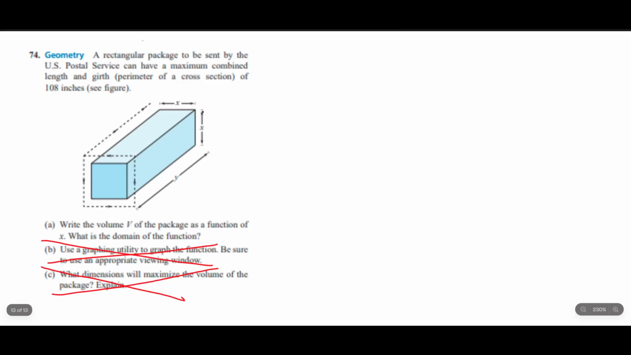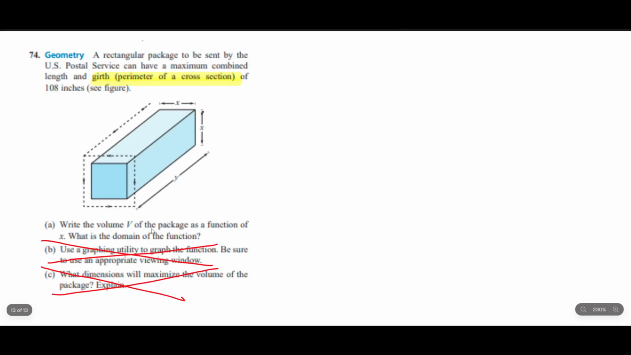It can have a maximum combined length and girth, the perimeter of a cross section, of 108 inches. We're going to get to girth, the vocab, because this part may seem a little confusing. Maybe you've not heard of girth. We're going to go over that in just a second. And it says 108 inches. We're going to come back to that. Okay, let's first look here.